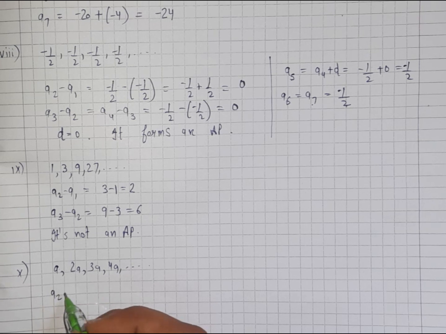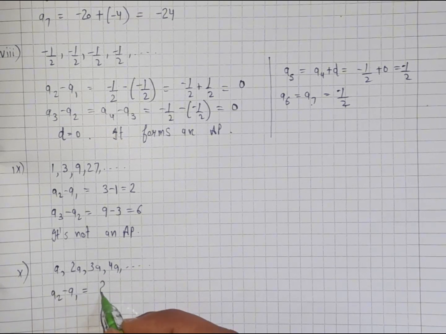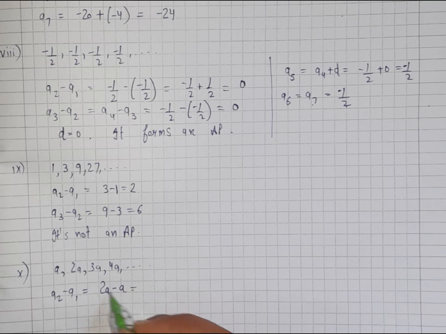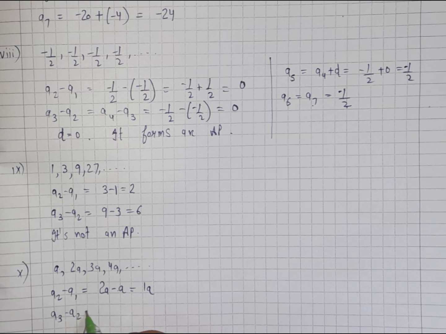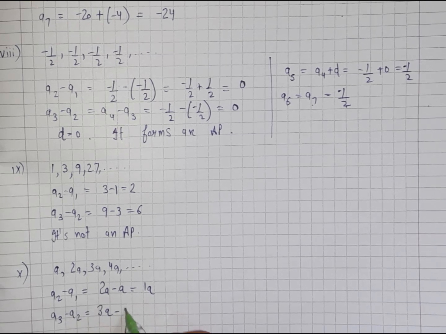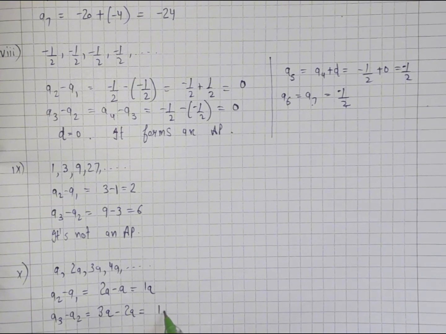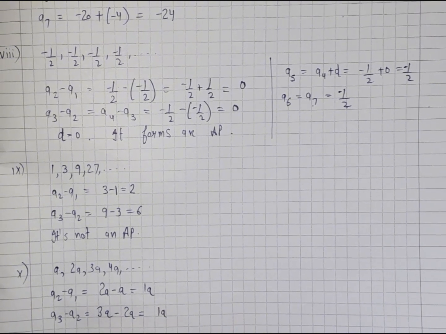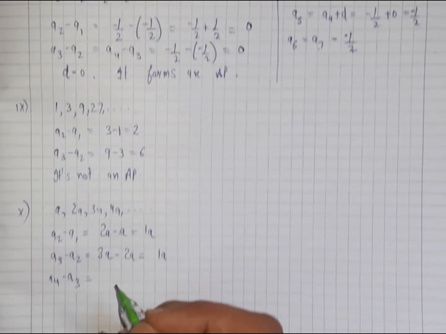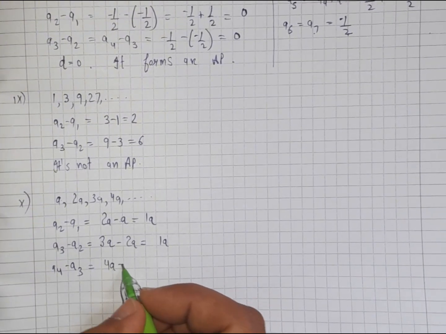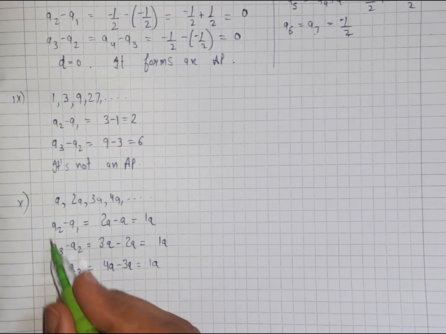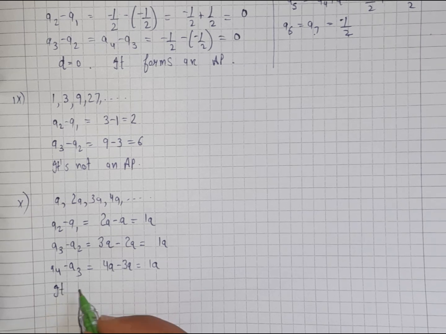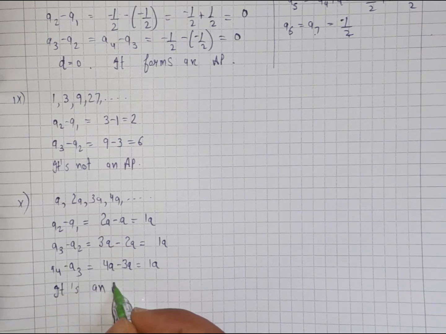Here a2 minus a1 equals 2a minus a, 2 minus 1, that is 1a. a3 minus a2 equals 3a minus 2a, that is 1a. a4 minus a3 equals 4a minus 3a, that is 1a. Here the difference between each term is the same, so it's an AP.